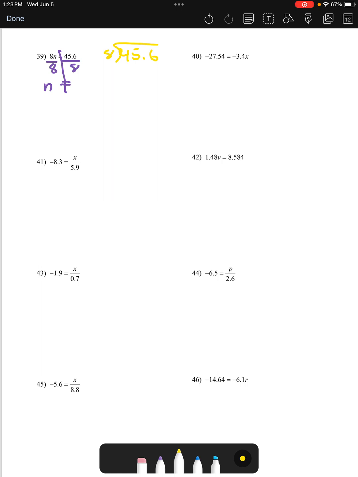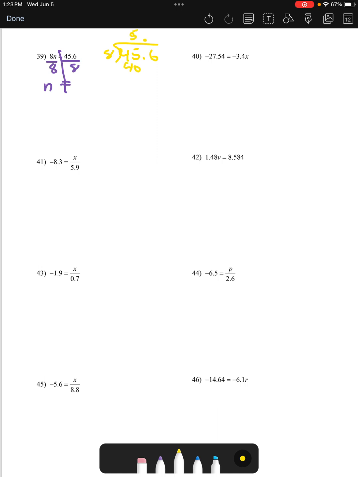Now, this time today, we're going to have to do all of our work on the side. So we have 45.6 divided by 8. Now this is good division. The 8 is a whole number. It doesn't have a decimal, so we can go straight to it. Let's just go ahead and put our decimal point directly above where it currently exists so we don't forget it.